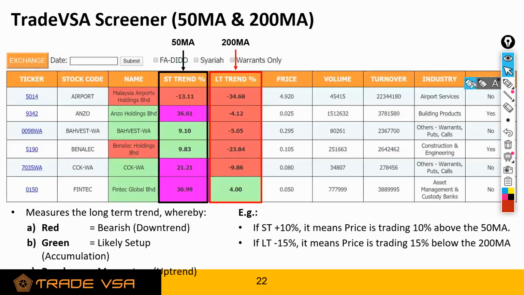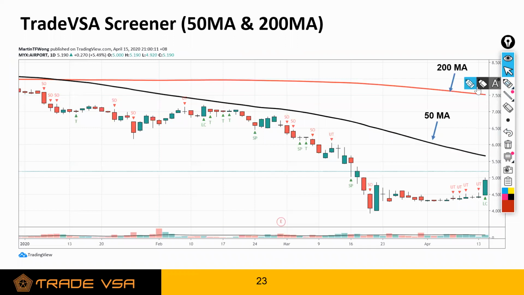So for example, again, we go back to airport, negative 13%, negative 34%, over here. If you pick from a screener, for example today, airport, which means from here to here is negative 13%, and from here to here is negative 34%. So immediately from the screener, this is a downtrending counter.